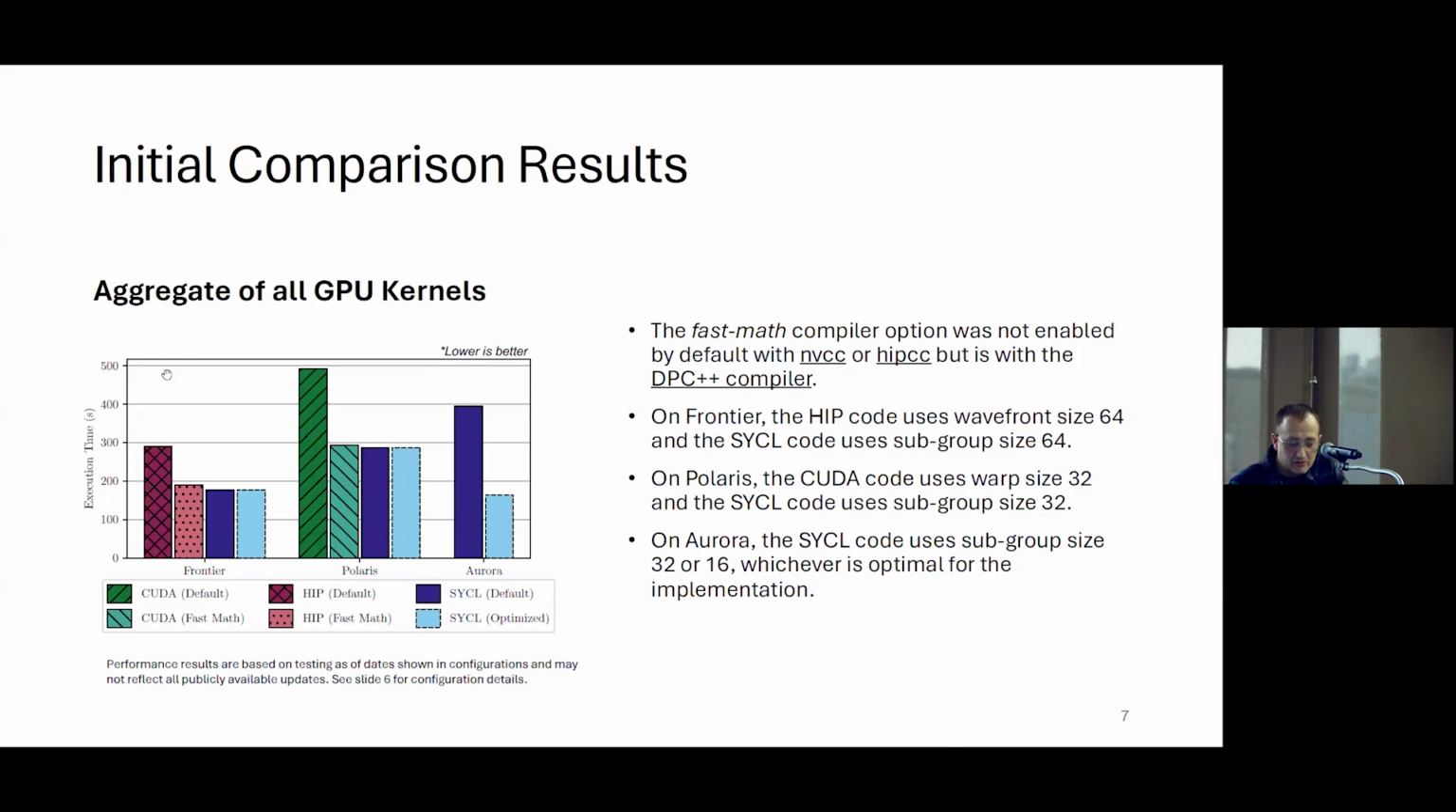On Polaris, it's the same thing, and the culprit was also the fast math option. But once that was enabled, SYCL and CUDA achieved near parity in performance as well. And on Aurora, there was some work to do, right? The first thing that we saw is that SYCL on Aurora didn't perform as well as we hoped, and that led to some performance optimization that I'll cover in the next couple of slides. The result of that final optimization was a significant reduction in the time on the Intel GPU. And again, here lower is better.